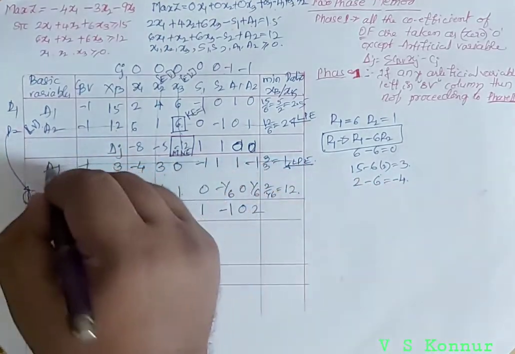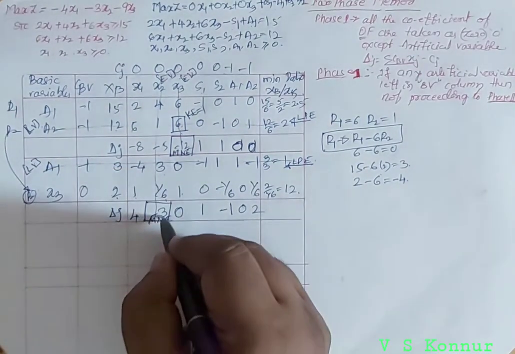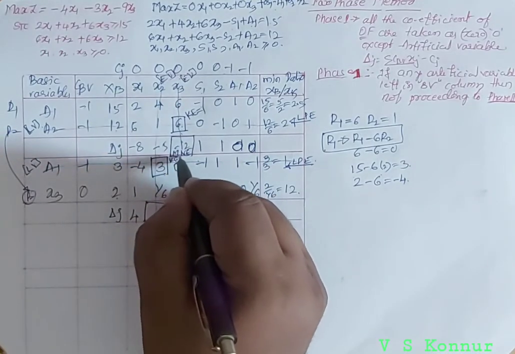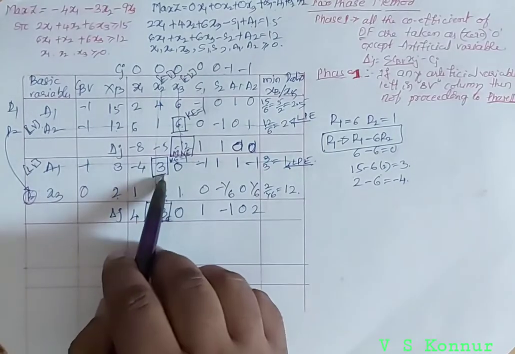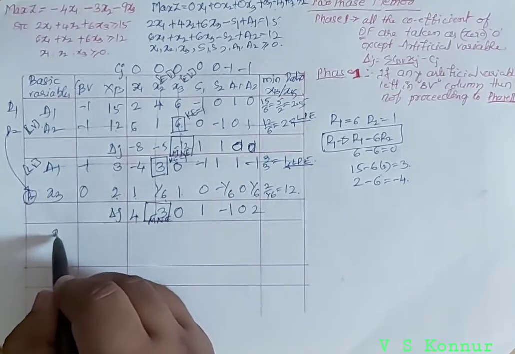So now A1 is leaving. The most negative element x2 is entering. The intersection of that is 3, and that is called the key element. The key element should be equal to 1. If it is not equal to 1, we should make it equal to 1 by dividing by 3 across the row. So A1 has been replaced by x2 here.